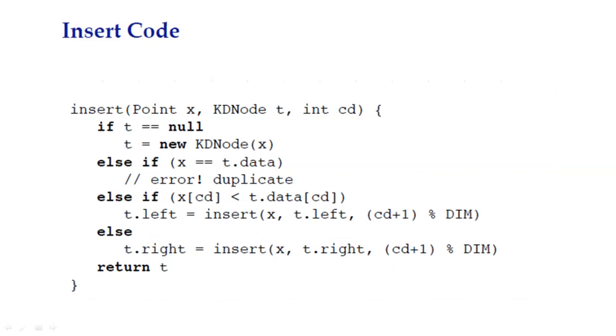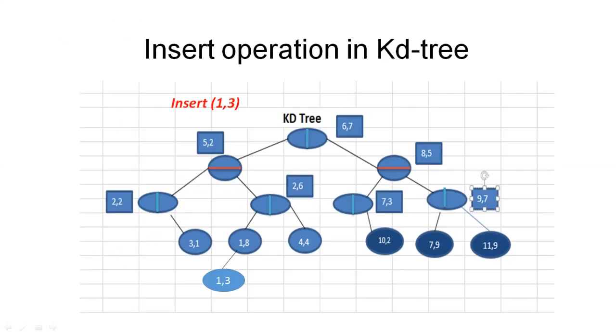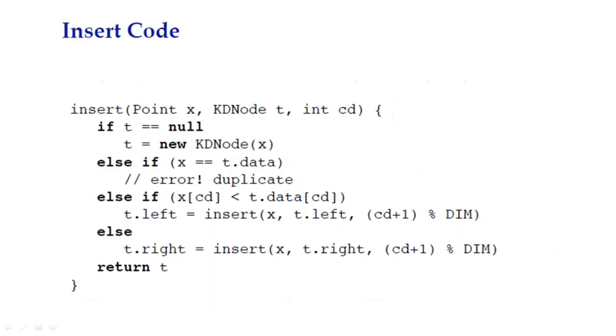Now it may happen that a value is already present, like consider 2 6. If 2 6 is already present, and we try to insert the same value 2 6 again, note that duplicates will not be allowed in a KD tree. In a KD tree, the points should be different. They should not be duplicates. So if the data is already present, then we can show a message like duplicates are not allowed.